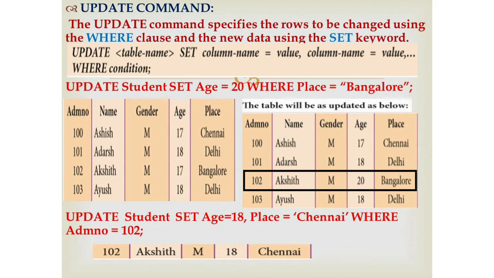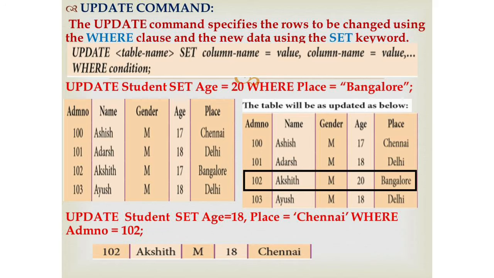For example, look at the example: update student, this is the table name, set age is equal to 20. You are going to change to new data, that is age is equal to 20. In which row you are going to change, you have to give after the where clause: where place is equal to Bangalore. This command will change the age to 20 for those students whose place is Bangalore.